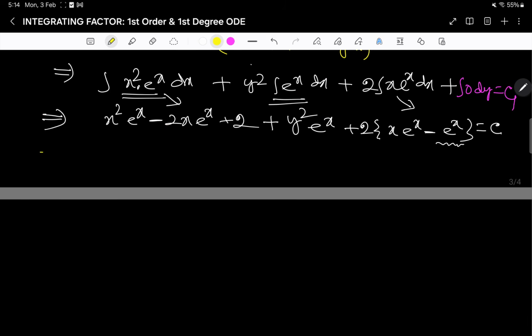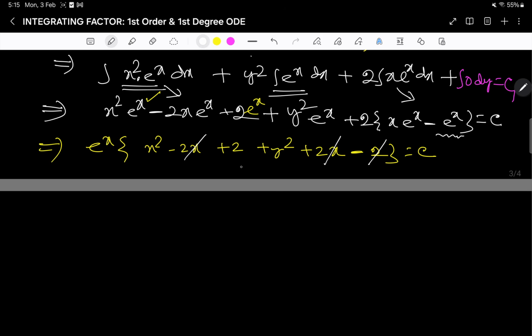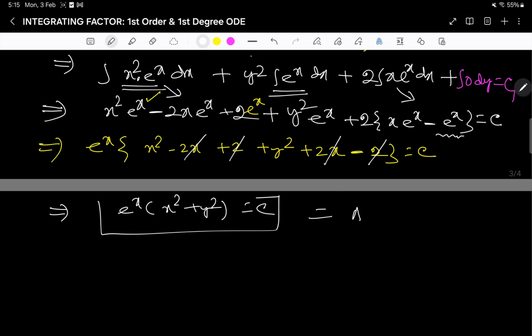So this implies, taking e to the power x common throughout, e to the power x is still there. It is x square minus 2x plus 2, plus y square plus 2x minus 2, is equal to the constant. So now here, 2x and minus 2x cancel, and minus 2 and plus 2 cancel. So this implies e to the power x into x square plus y square is equal to c. So this is my answer.